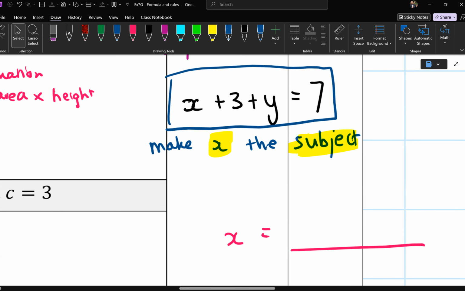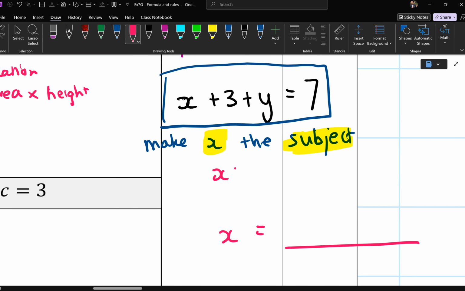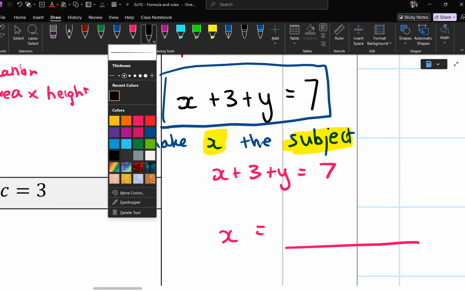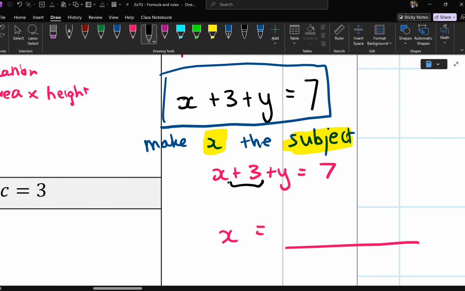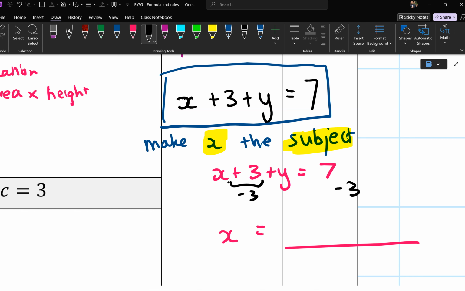So here we go. Let's start again. So I write again. X plus 3 plus y equals 7. Now how do I get rid of plus 3? What's the opposite of plus 3? Minus 3. But what you do to one side, you do to the other. So 3 take away 3 cancels out. And what I end up with is I still have x. I still have plus y. But 7 take away 3 on the right. What does that give you? 4.